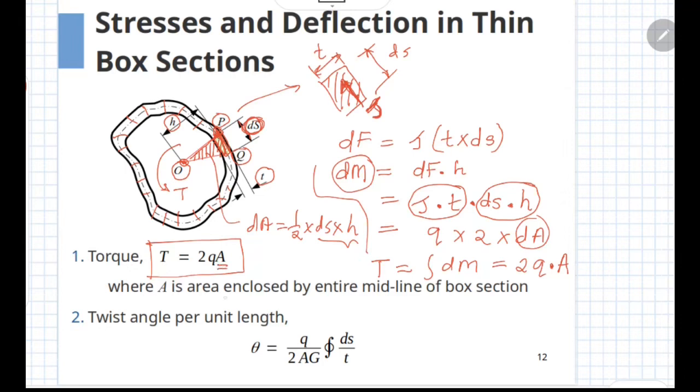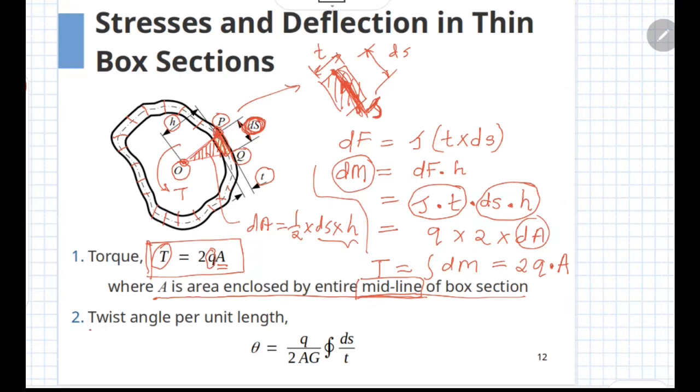Note that this area A is not the area of cross section, but it is the area enclosed by the entire midline of the cross section. So here we are considering that this ds is measured at the middle of this cross section. So ds is considered at the mid surface, and hence the total area is also computed in terms of the midline of this box section. So by using this equation, if you know the value of torque, you can find out the shear flow, and hence you can find out the shear stress at any point of this box section.